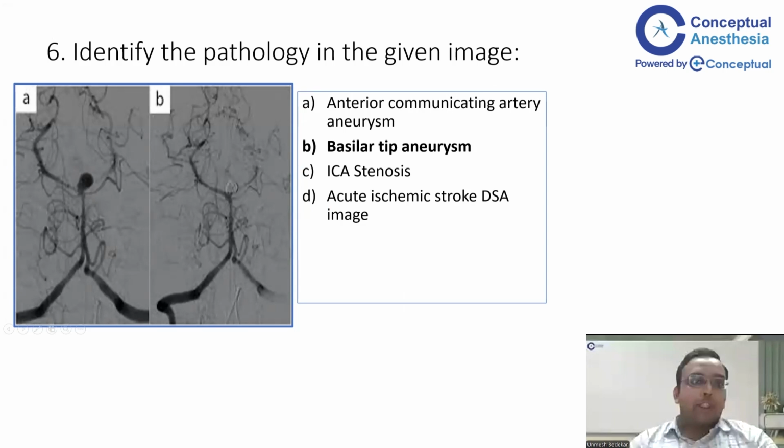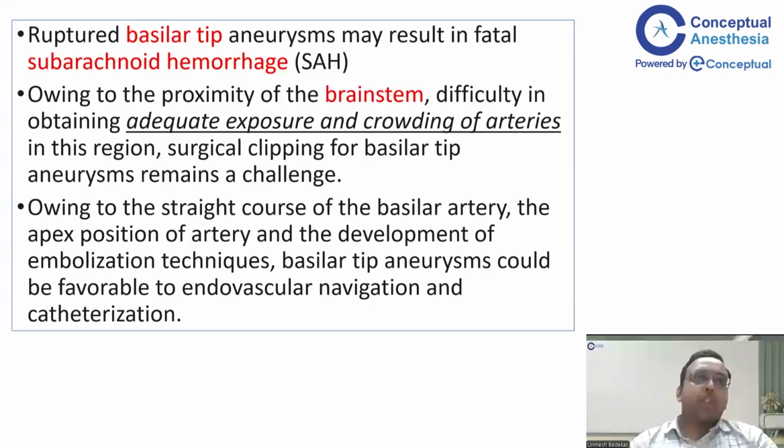So a ruptured basilar tip aneurysm is very risky and it may result in a fatal subarachnoid hemorrhage. Now, why? Because owing to the proximity of the brainstem, it is difficult to attain adequate exposure in these patients. And because the basilar tip has ruptured, it is very difficult to expose this part of the anatomy due to crowding of arteries in the region. And therefore, surgical clipping may be a challenge.